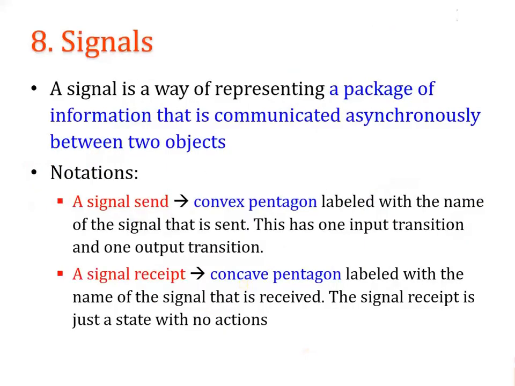The last part of this video session is called signals. Signals are a way of representing information from one activity to another activity. This is done asynchronously, meaning that whenever a signal is initiated by the sender, it can be received at any time by the receiver. You cannot say the sender and receiver should always be on at the same time. And there are 2 notations. The signal sent is represented by a convex pentagon and the signal recipient is represented using a concave pentagon.